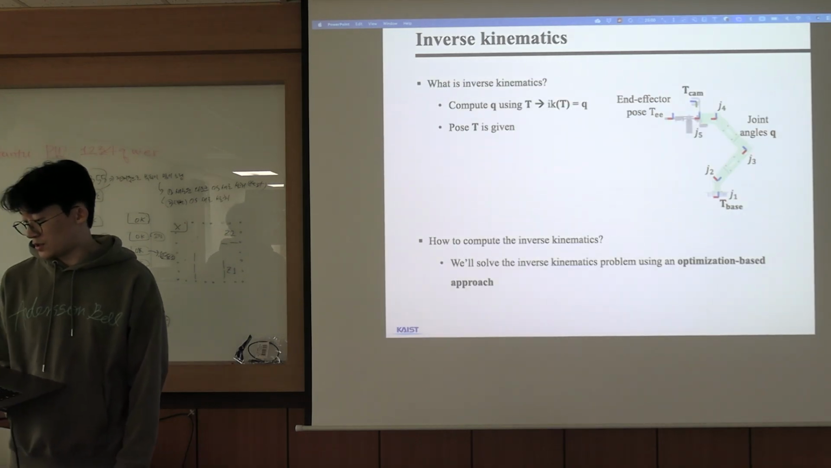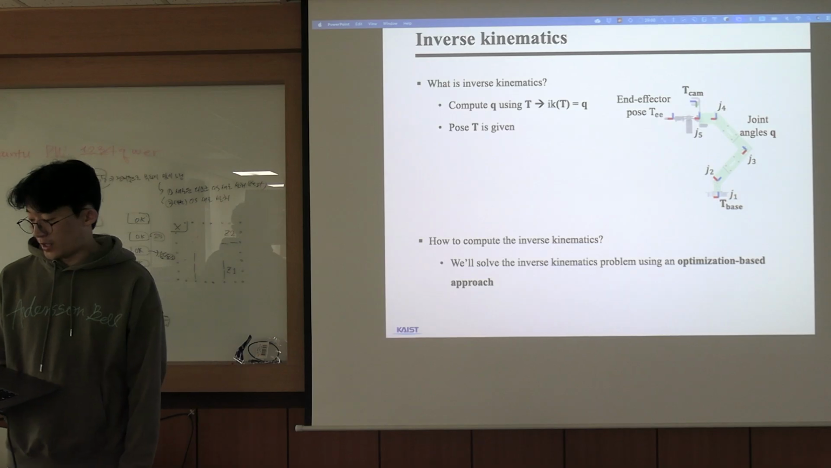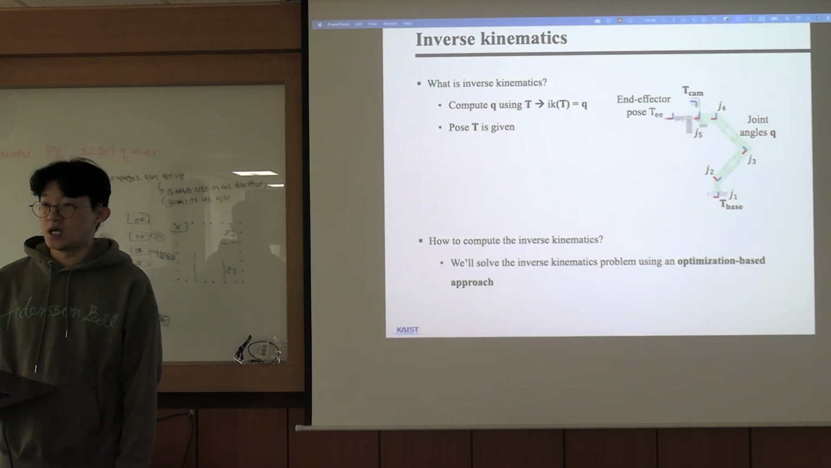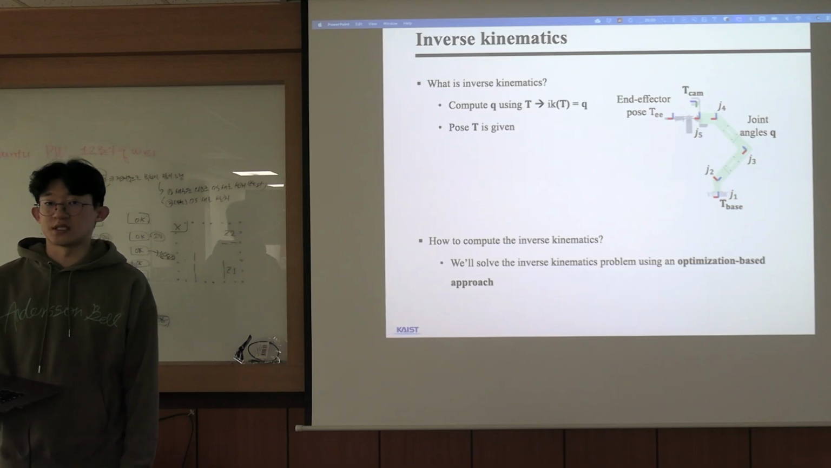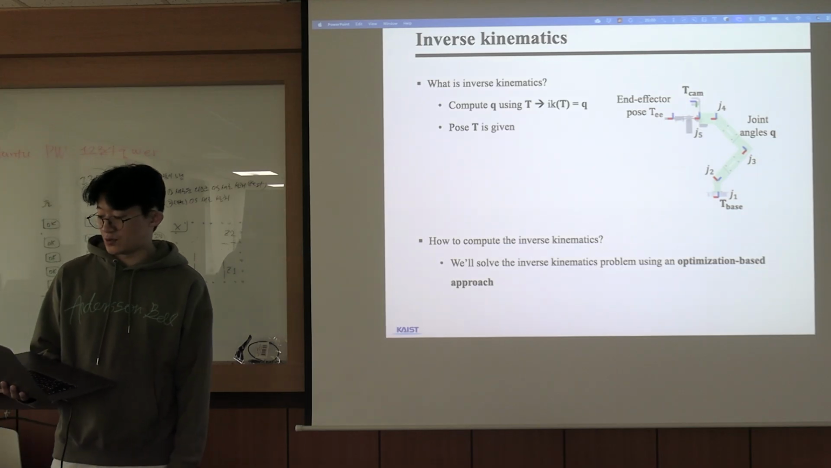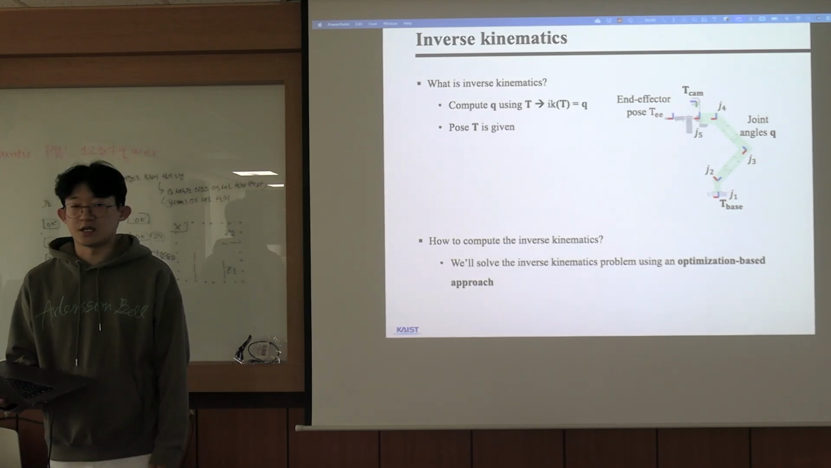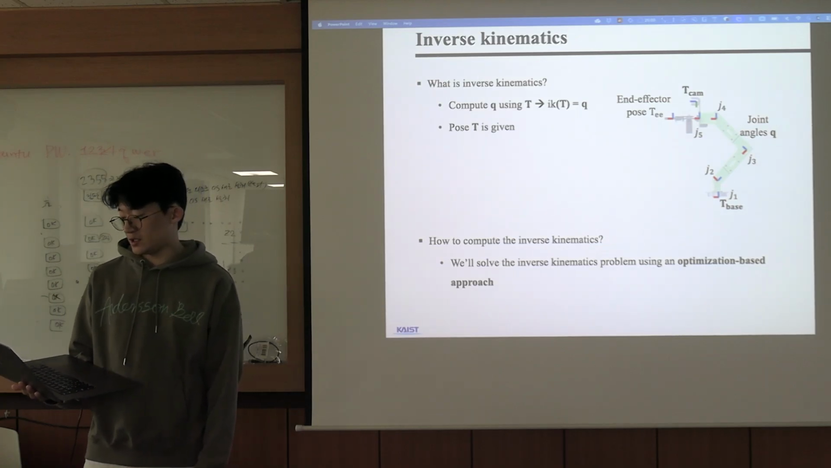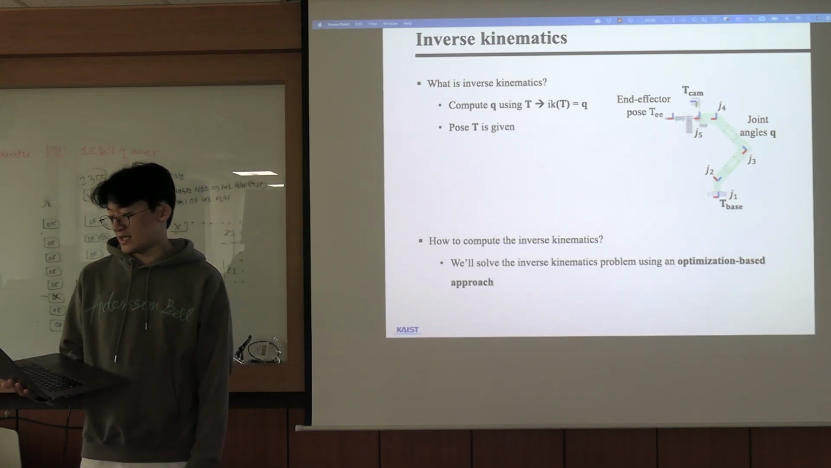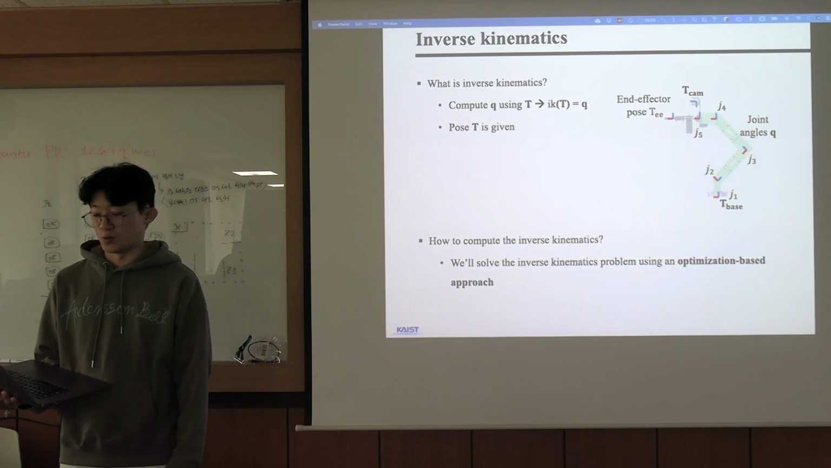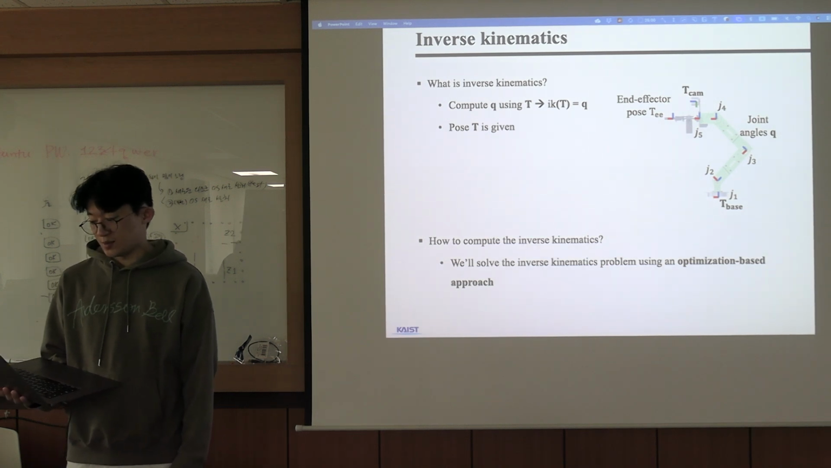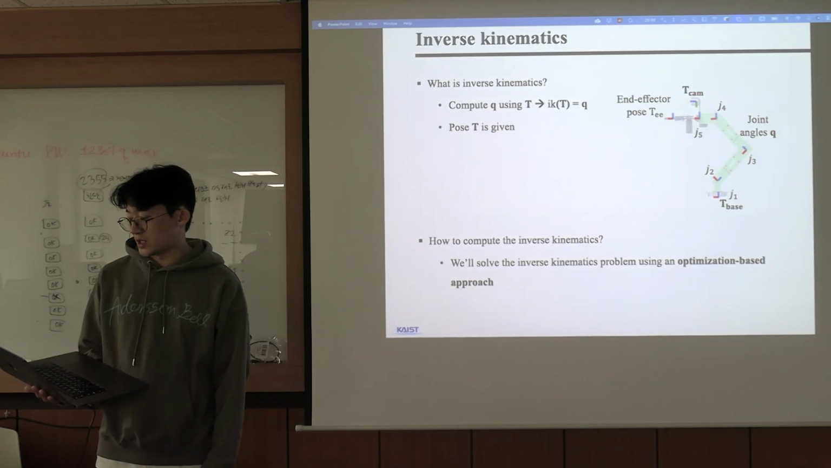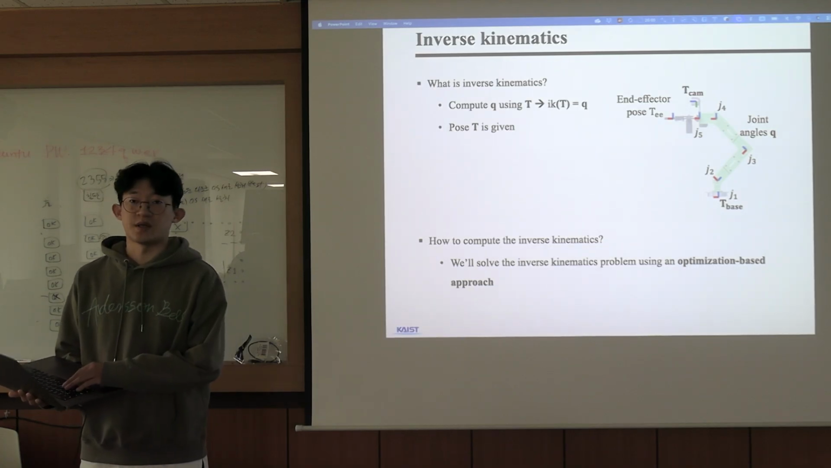Now let's move on to inverse kinematics. While forward kinematics calculates the end effector pose from the joint values, inverse kinematics does the opposite. It finds the joint values that achieve a desired pose. In other words, when the end effector pose is given, our task is to compute the joint angles Q. Since this problem is often difficult to solve analytically, we'll approach it using an optimization-based method.